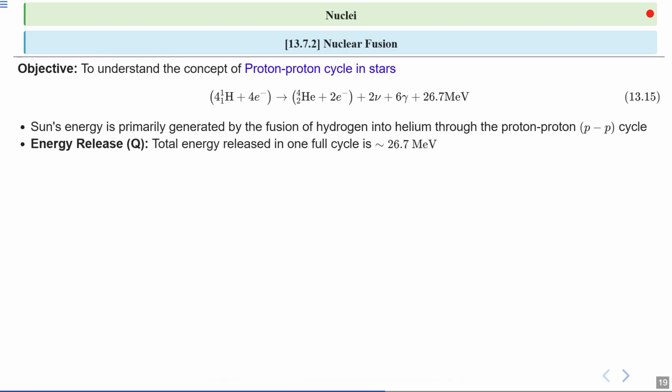Now let's focus on the energy released. The total energy output from one complete proton-proton cycle is about 26.7 mega electron volt. To put this in perspective, 1 mega electron volt is 1.6 times 10 to the power minus 13 joules. So this is a huge amount of energy for just a few atoms. This energy is carried away by the particles produced, especially the gamma rays, which eventually heat the sun and make it shine.